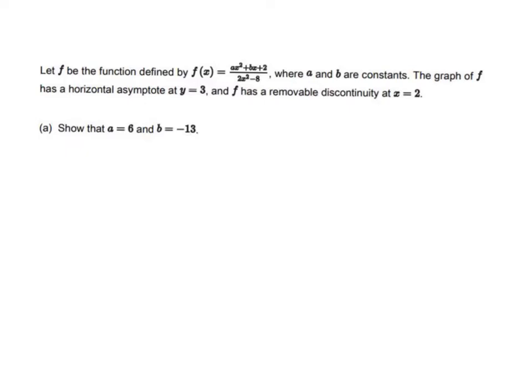They tell us that we have a horizontal asymptote at y equals 3, and they also tell us that f has a removable discontinuity at x equals 2. So first thing I want to do is talk about the horizontal asymptote. If you have a horizontal asymptote, by definition of what a horizontal asymptote is and what a limit is, that means that the limit as x approaches infinity of this function is going to be equal to that horizontal asymptote. So that's the first thing that you need to notice.